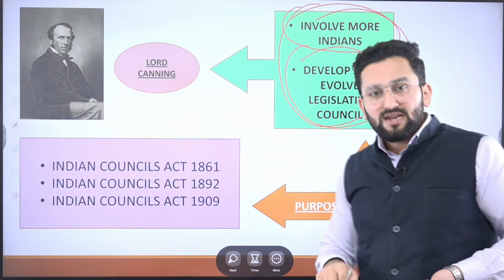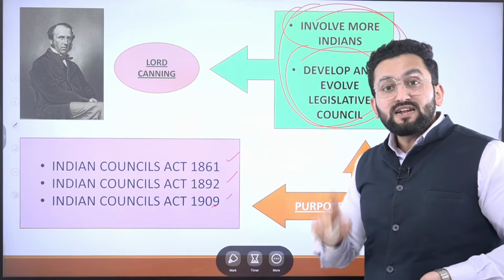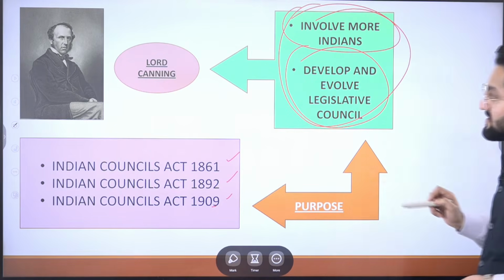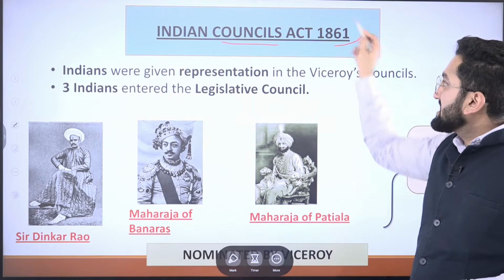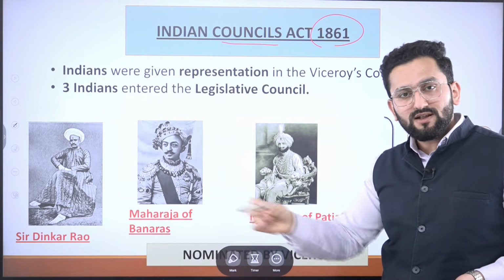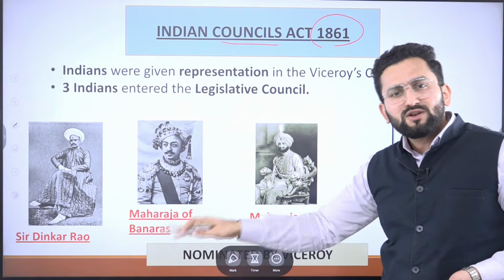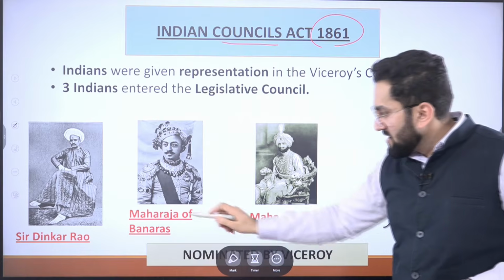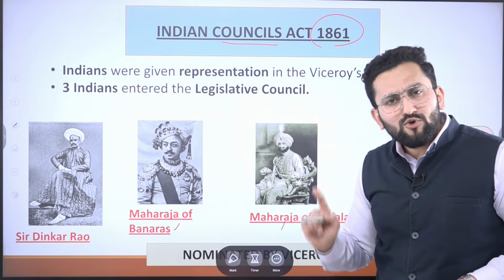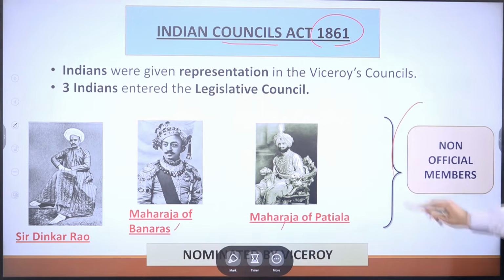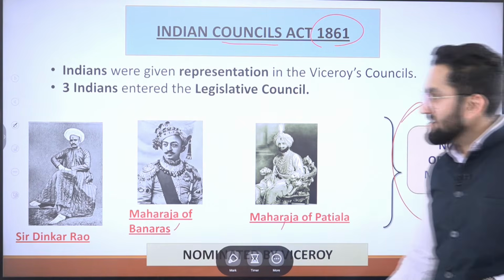Now, there are three Councils Acts, Indian Councils Act 1861, 1892 and 1909, right? Now, first step, Indian Councils Act 1861. To ensure that we give representation to Indians, three Indians were actually appointed here. Who were they? Raja of Banaras, Maharaja of Patiala, and Sir Dinkar Rao, right? Now the point is, who was appointing them? They were non-official members, and they were getting appointed by the Viceroy. Okay?